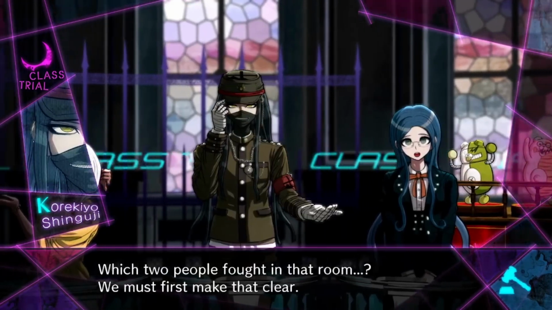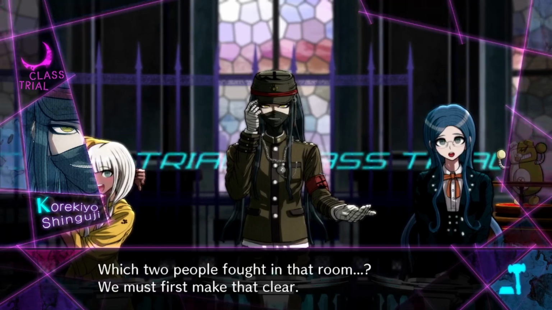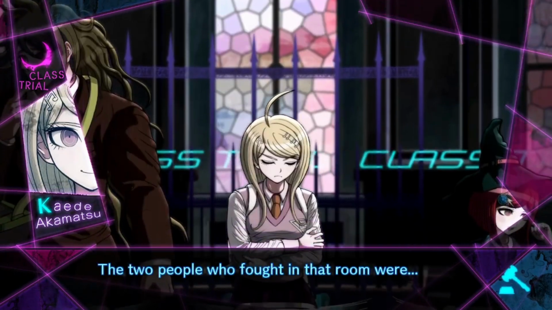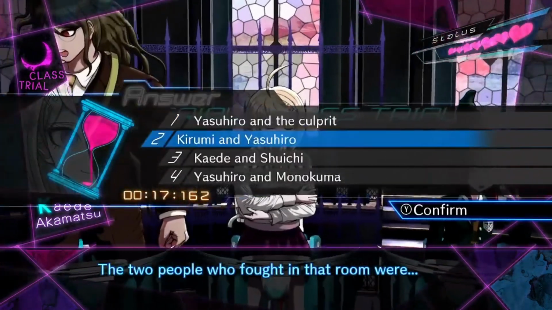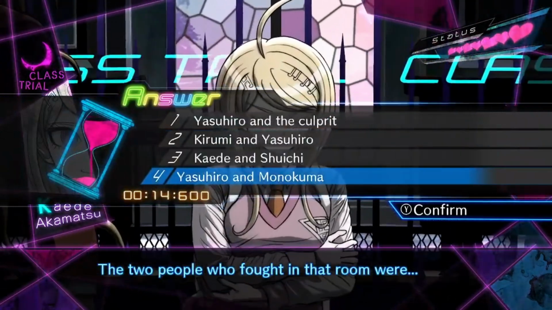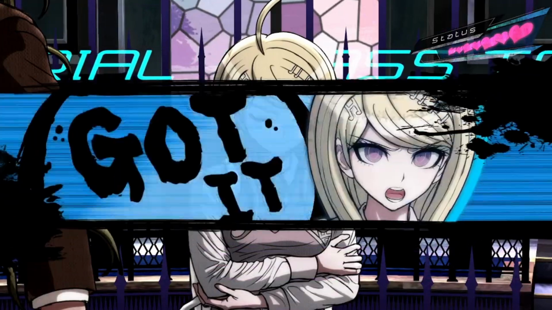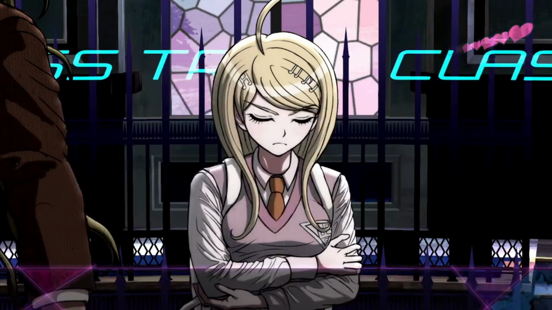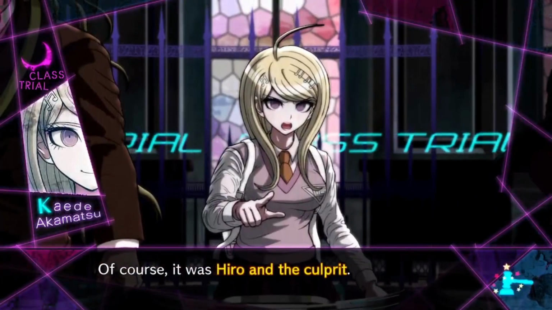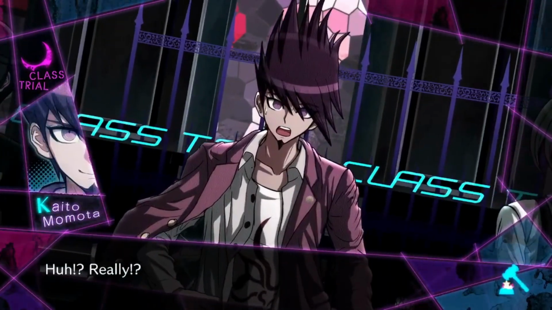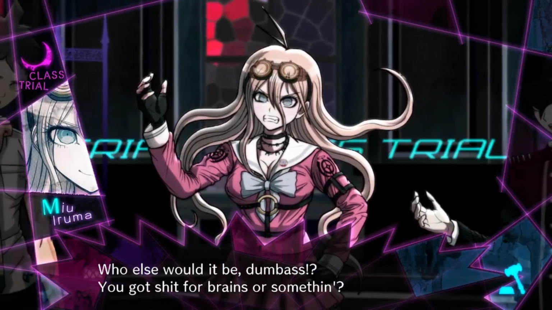Which two people fought in that room? We must first make that clear. Well, most likely Hiro's one of them. The two people that fought in that room were Yasuhiro and the culprit. It's right click again. Got it. I think right click is everything. Of course. It was Hiro and the culprit. That would make sense. Really? Yeah, really. Who else would it be, dumbass? You got shit for brains or something?